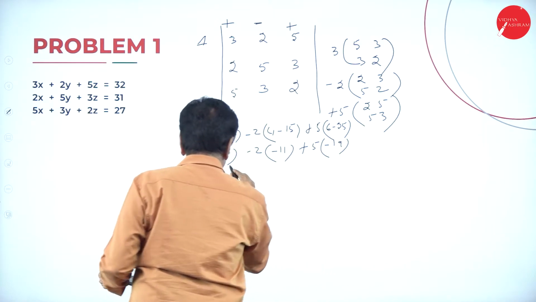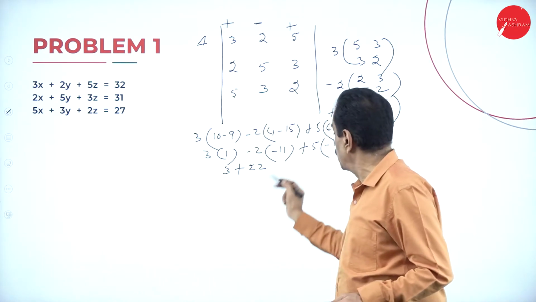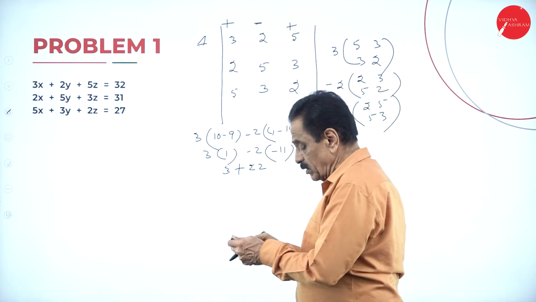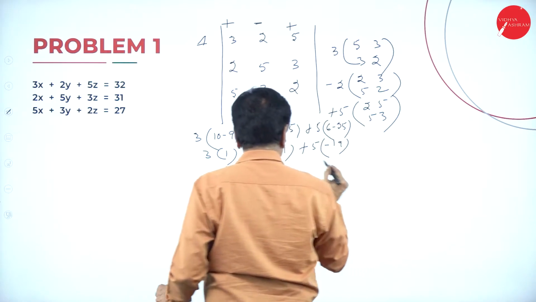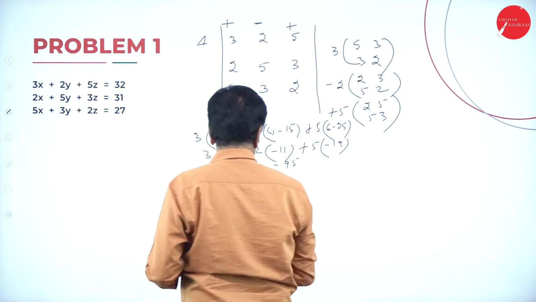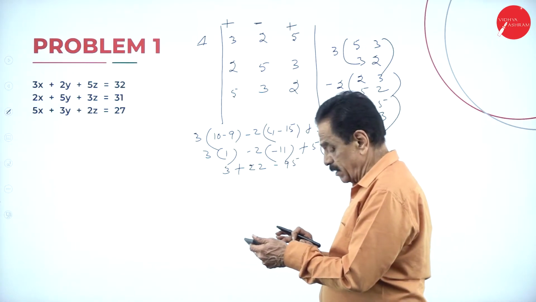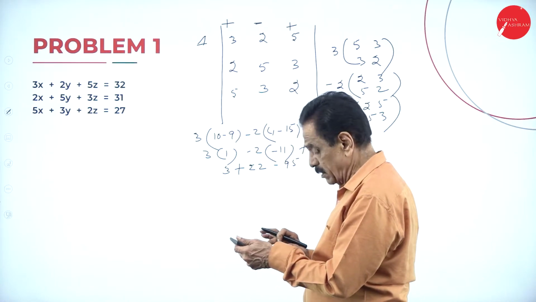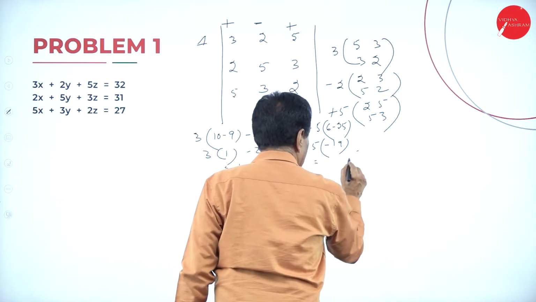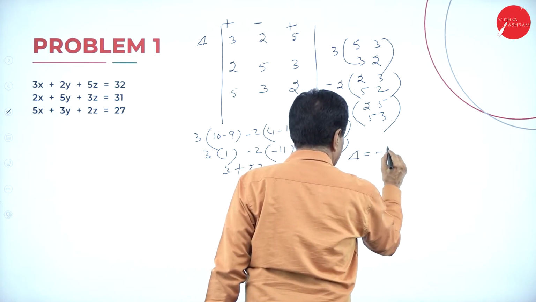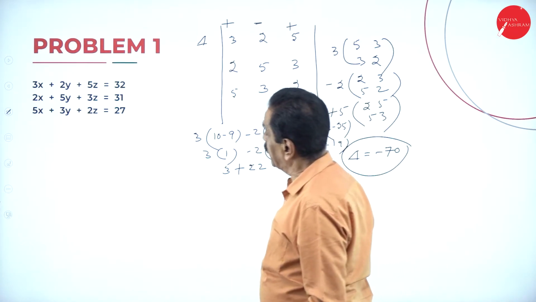Multiply. This is 3, minus into minus is plus. This is 3, plus 2 into 11 is 22. So 19 5s are 95, minus 95. From 3 plus 22 you deduct 95: 25 minus 95 is minus 70. So delta is equal to minus 70. This is the value of delta.